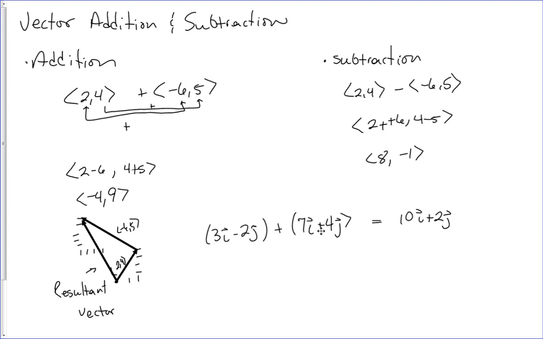So that's really all there is to adding and subtracting. You add the x's or the a's, however you want to look at it, and then you add the y's or the b's. And that's it. Then you just write what's left as a vector. Alright, let's go into multiplication and division.